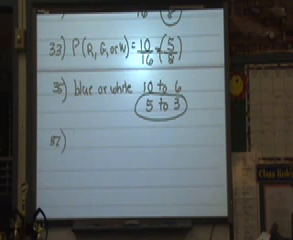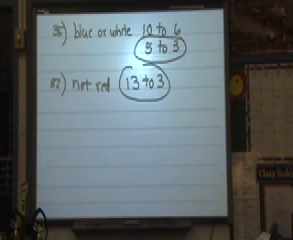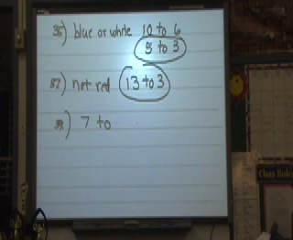37, your odds in favor of not red. 13. There are 13 that are not red, good, to 3 that are. So those are your odds. And number 39, the last one, what's your odds in favor of a white or a green? Amir, white or green? 7. To, how many are not white or green? 9. 9. Very good. Okay, stop.